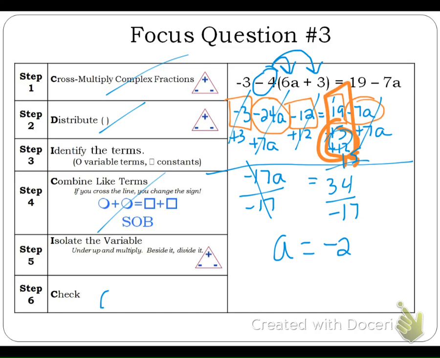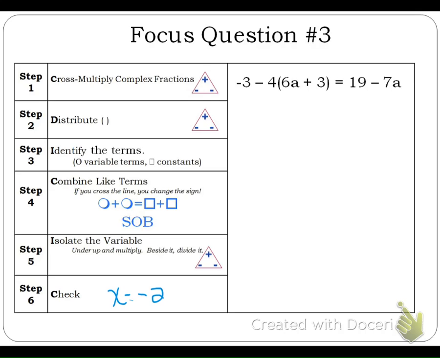I'm going to write this down over here and get set up to check. Alright, so I'm going to copy down the problem. Negative 3 minus 4 times 6a, that's where my variable is going to go, plus 3. I'm just going to copy it all down, except I'm going to leave some holes for my variables. A set of parentheses every time I have a variable to plug in. And inside that hole I need to plug in the solution that I got of negative 2 to check to see if it works.